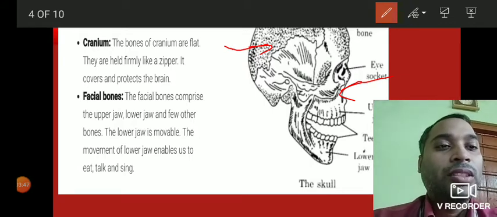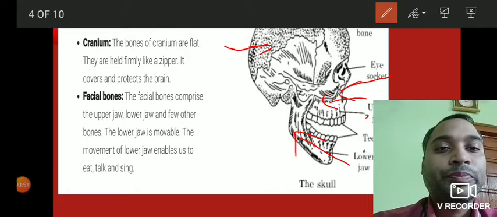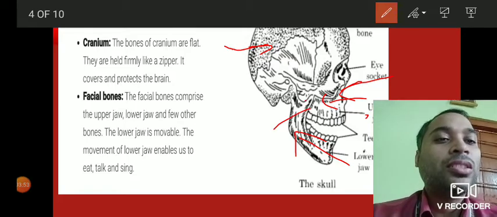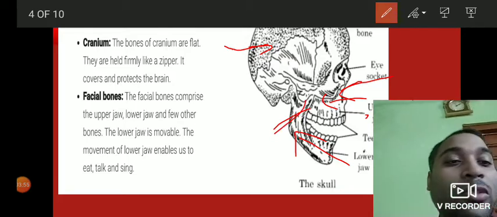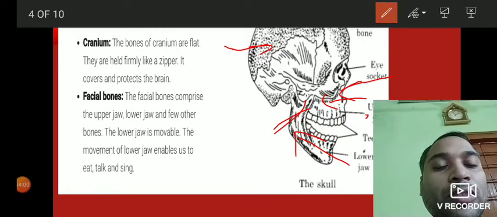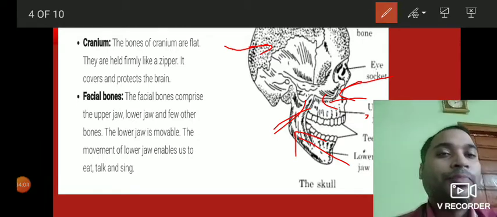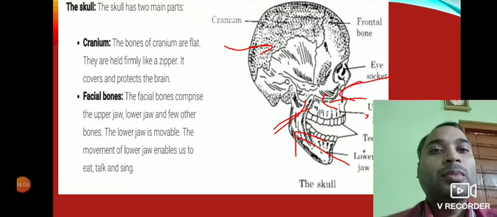Here we have the upper jaw, the lower jaw which is movable, and a few other bones which are part of these facial bones. These help us to eat, talk and do other activities related to our mouth. So these are the facial bones. This is about the skull.